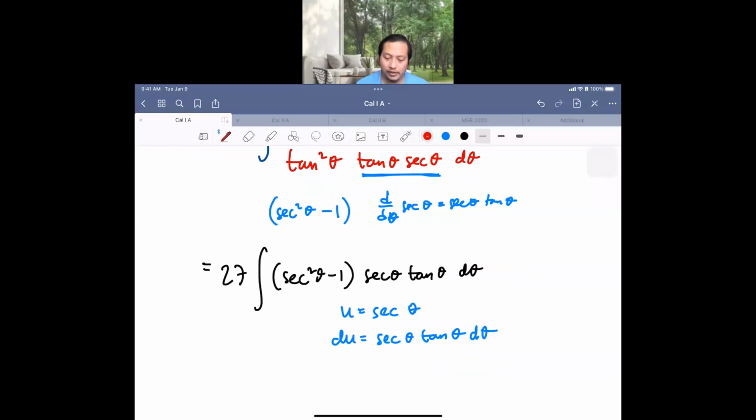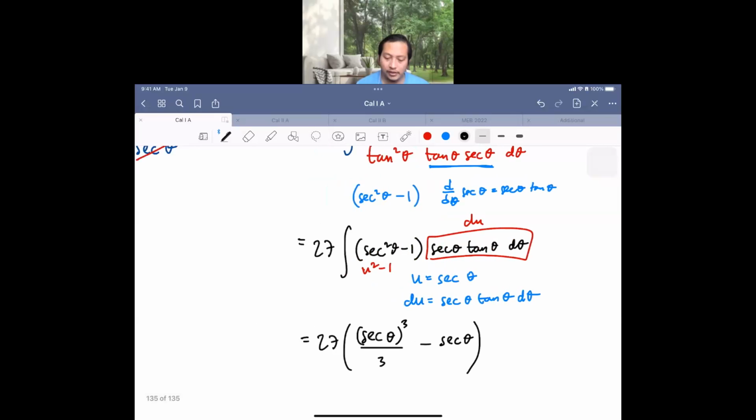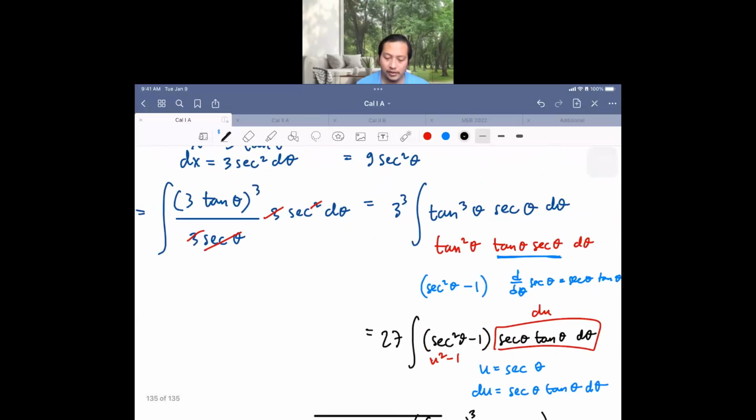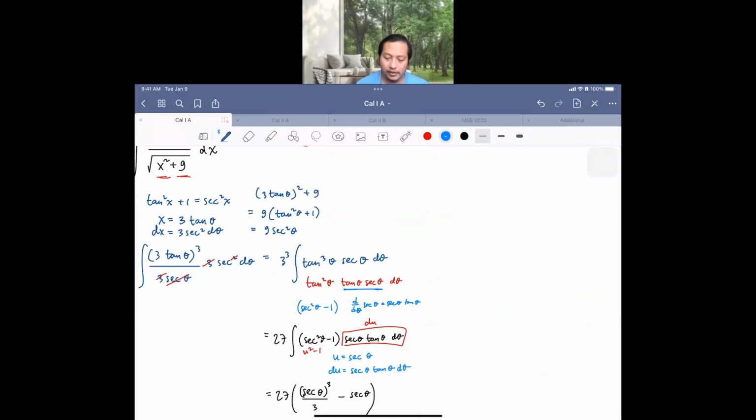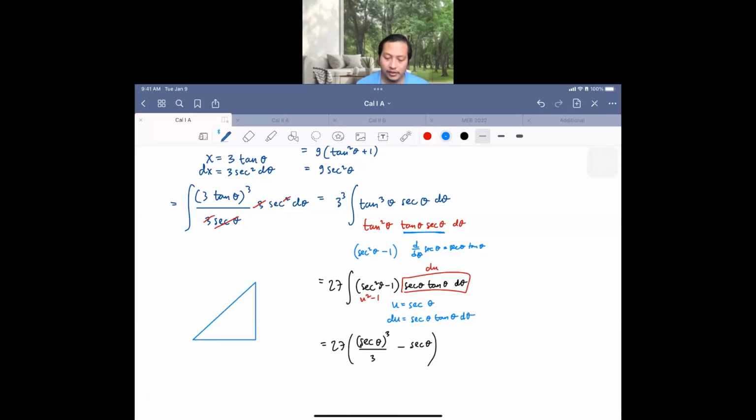So we can, like, the whole thing here becomes du, right? And this will become u squared minus 1, and we could get this becomes u cubed. u is secant, so secant theta cubed divided by 3 minus secant theta. Okay, that's supposed to be the solution, but we need to remember that this is not the solution that we want. We want the solution that is based on this triangle.